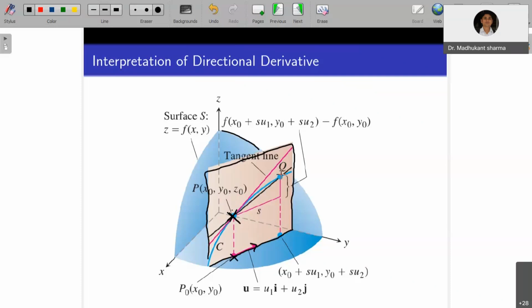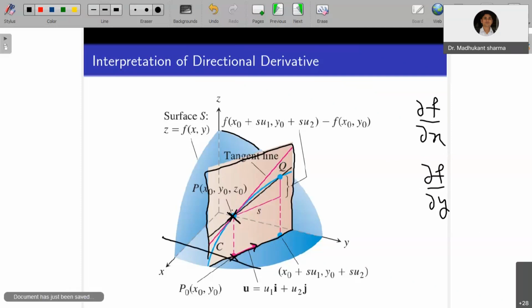What is different here is that earlier, when you looked at dou f by dou x, that tangent plane was parallel to the xz plane. When you are looking for dou f by dou y, the tangent plane which you draw is x equals x naught, you are fixing it, so that tangent plane was parallel to the yz plane. But now it is no longer parallel to either the yz plane or the xz plane. It is tilted in the direction of u, you can see. So this is how you can understand the physical interpretation of the directional derivative.